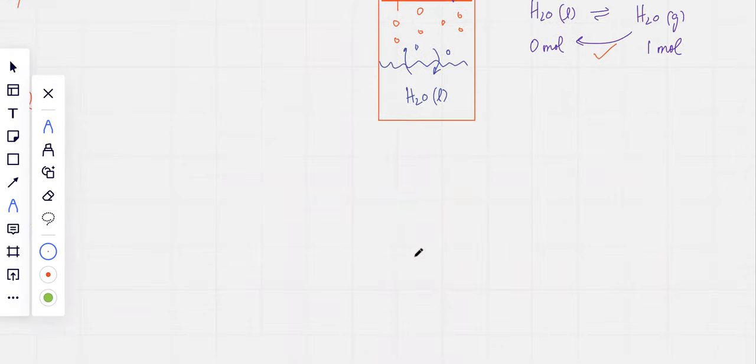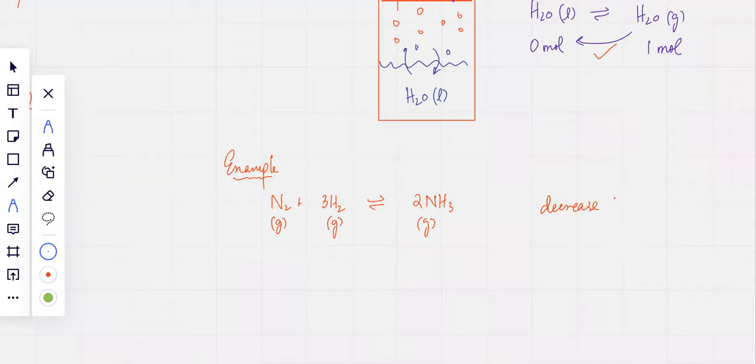So I'm going to do a simple example. Just remember: increased pressure, less gas. Decreased pressure, you're going to get more gas. So you've got this reaction, N2 plus 3H2, again in equilibrium with 2NH3. Now forget endothermic and exothermic. That doesn't really matter now. What would happen if I decrease pressure? Which side will the equilibrium shift? Backwards or forwards?